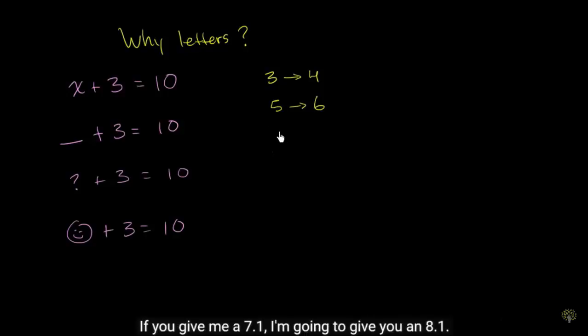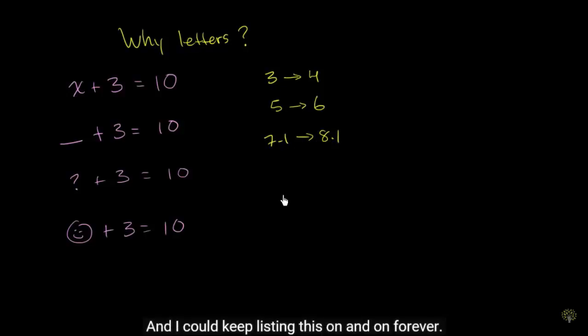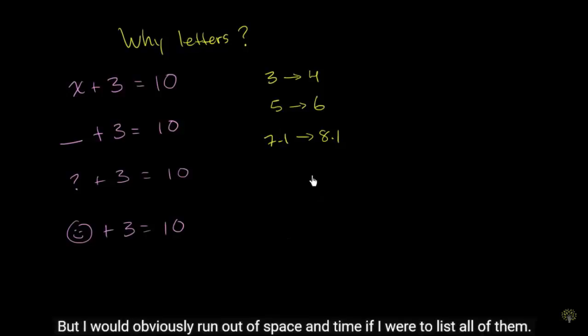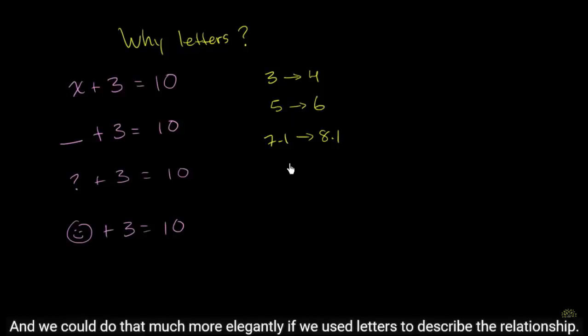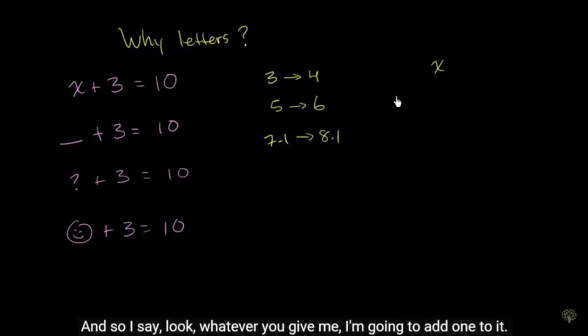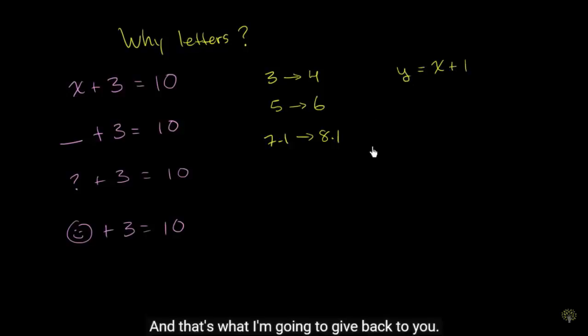If you give me a 7.1, I'm going to give you an 8.1. And I could keep listing this on and on forever. Maybe you could give me any number and I could tell you what I'm going to give you, but I'd run out of space and time if I were to list all of them. And we could do that much more elegantly if we used letters to describe the relationship. Maybe what you give me, we call X, and what I give you, we call Y. And so I say, look, whatever you give me, I'm going to add 1 to it, and that's what I'm going to give back to you.